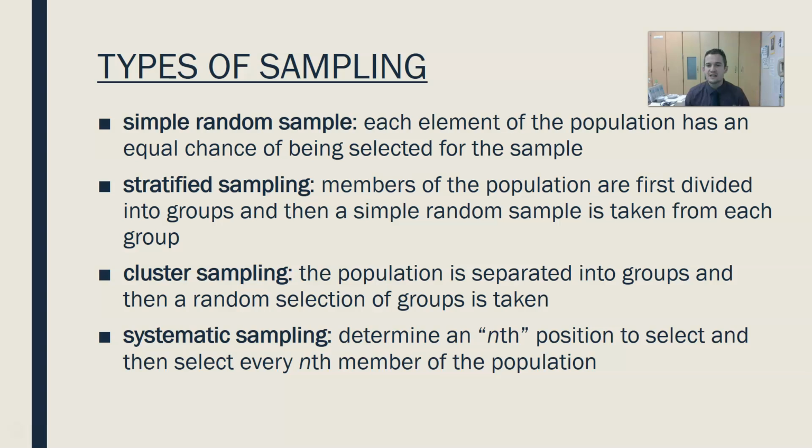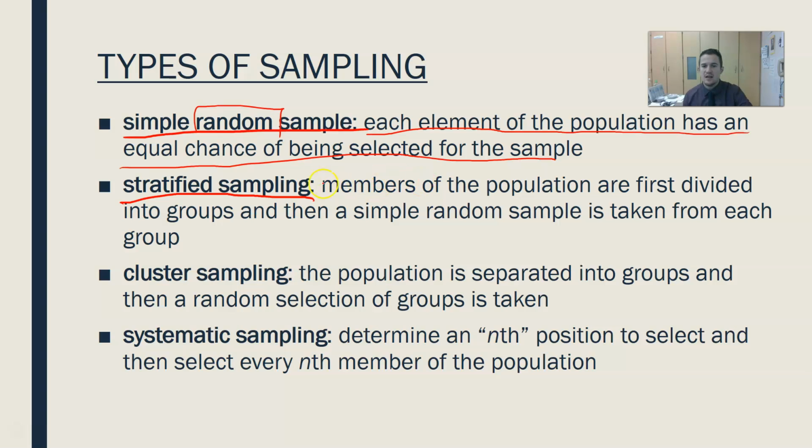Some different types of sampling methods. There's a simple random sample, where each element of the population has an equal chance of being selected for the sample. This might be putting everybody's names in a hat and drawing them out at random. There are also random number generators on the internet, which I'm going to show you in a minute, where you can assign everyone a number and then randomly select a number. But a simple random sample means every person or thing in the population has an equal chance of being selected for the sample.